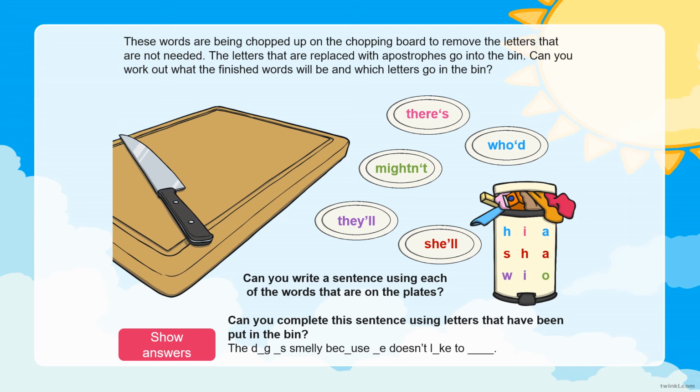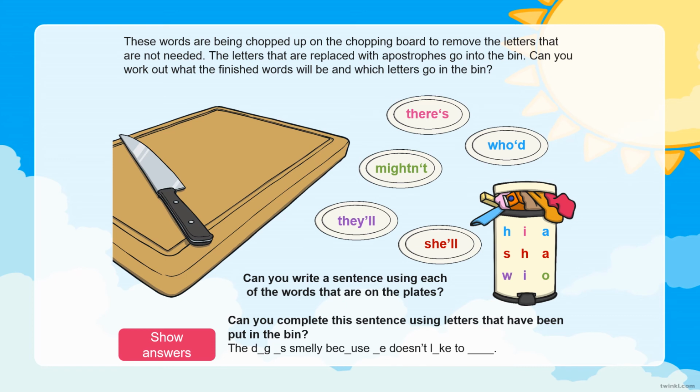And she'll used to be she will. So again, W and I again. These are words that we will use when we're speaking. We would use them without even thinking about them.